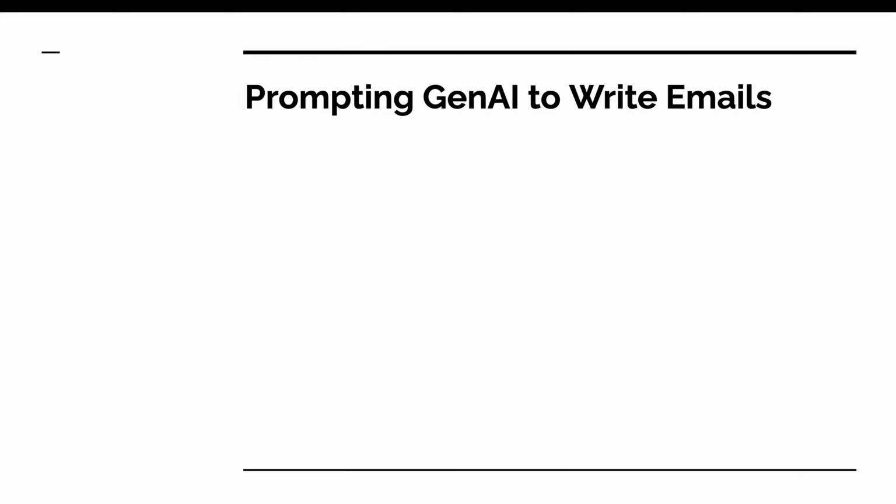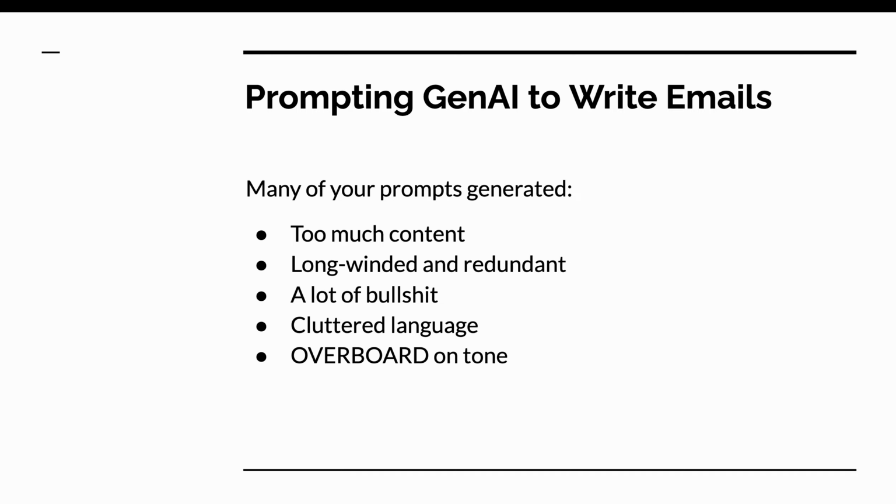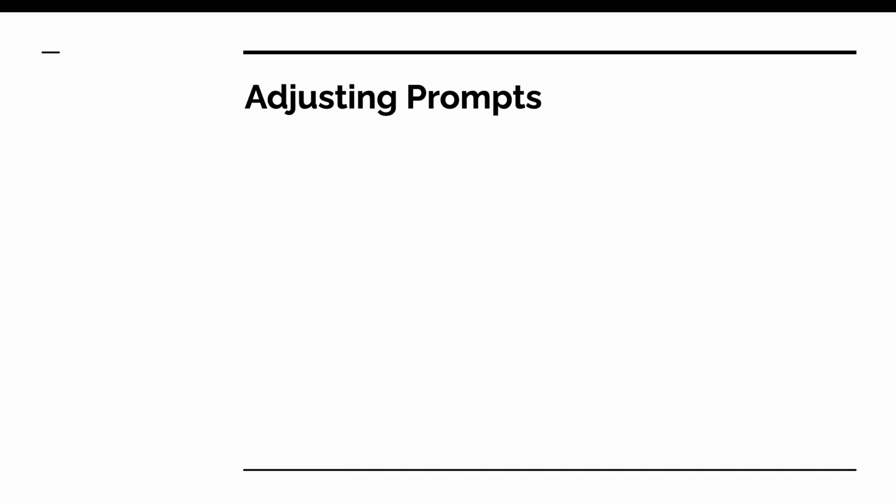So, what I've noticed with prompting Gen AI to write emails from the activities that you've turned in is that a lot of your prompts generated the following things. Now, keep in mind, this is not your fault. I didn't even know. We're all learning together. So don't be discouraged or disheartened. That being said, the prompts created emails with too much content, emails that were long winded and redundant, emails that included a lot of bullshit, too many words that said too little substance. They created cluttered language. They went overboard on the tone.